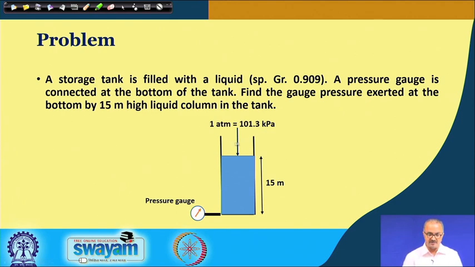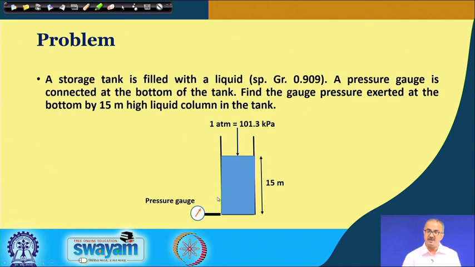In this we have a vessel in which we have a liquid, and there is a certain pressure gauge at the bottom of the liquid, and the liquid specific gravity is mentioned here. And we have to find out what the gauge pressure exerted at the bottom is if we have a 15 meter liquid column.